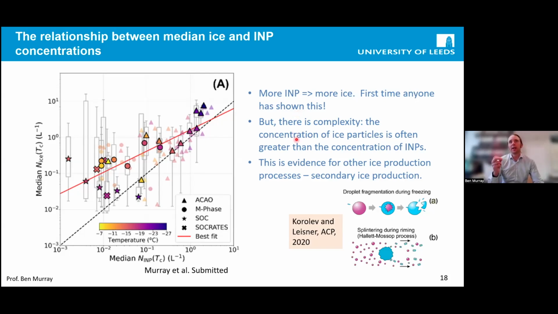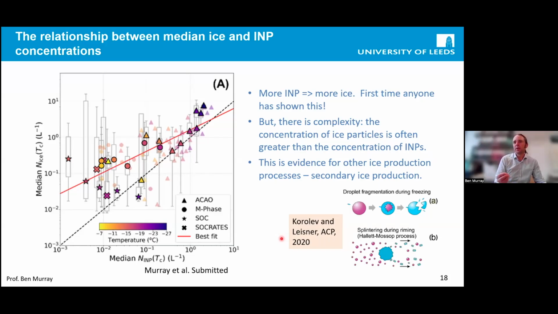The concentration of ice particles is often greater than the concentration of INP, and I think that is evidence for other ice production processes, i.e., secondary ice production. And our colleagues in Manchester, I actually have a paper sat on my desk that I need to read from Michael Biggart, where we've gone into which secondary ice production processes we think are most important. But I think this is striking. If you go back into the older literature, very often the INP concentrations were guessed, and then an ice crystal enhancement was taken.